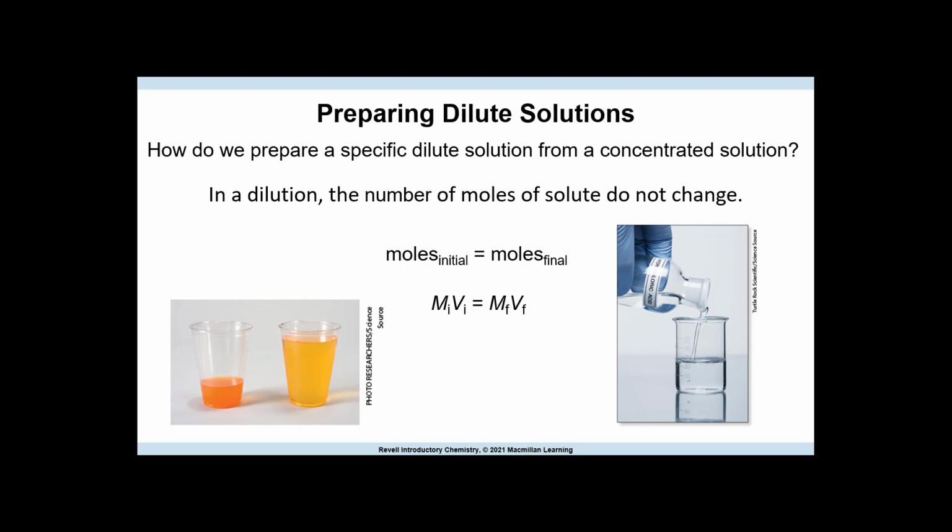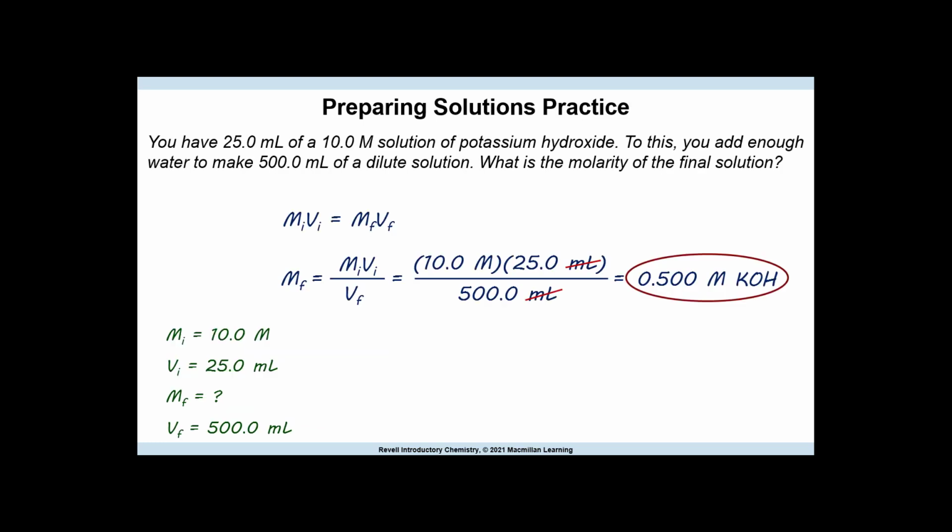So let's plug in this equation to do a problem. So you have 25 mL of a 10 M solution of potassium hydroxide. To this you add enough water to make 500 mL of a dilute solution. What is the molarity of the final solution? So to solve this problem, we begin with the dilution relationship, which is MiVi equals MfVf. In this problem, Mi is 10. So the best thing I can tell you is pull everything out of it and assign it to whether it's part of the initial or the final, and that will help you understand the problem more.